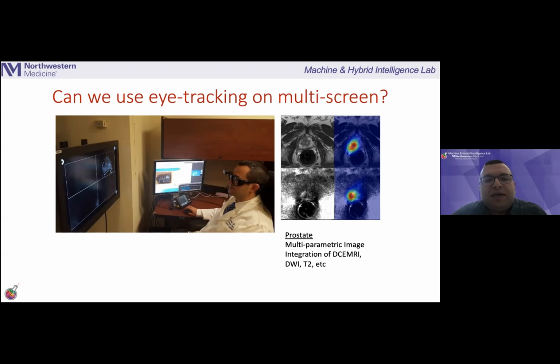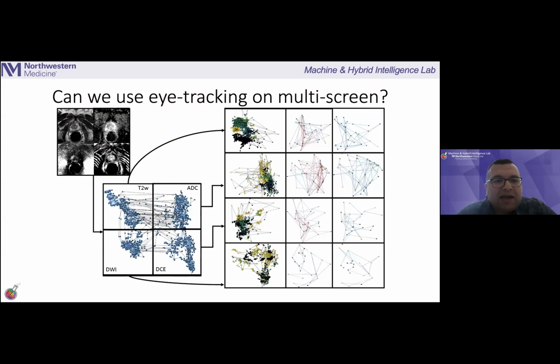One of the applications is, for example, multi-parametric prostate MR screening. There are 4 different modalities, and radiologists use multiple screens. So can we also use the same or a similar strategy for this screening? It is of course more difficult because of the different modalities, and the fusion operation is really complex in the cognitive sense.